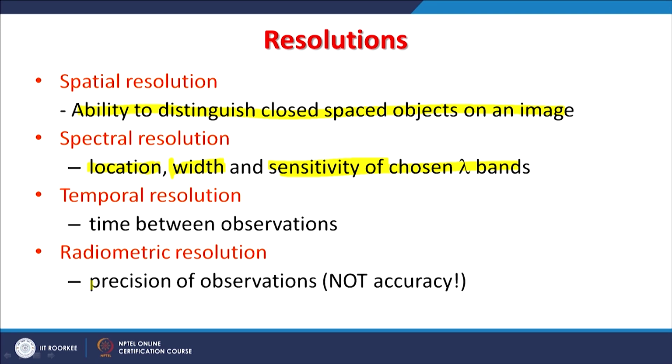And this is basically, we can also say, the precision of observation, not accuracy. Accuracy and precision are two different terms. One has to remember, accuracy is a statistical term, whereas precision is based on the instruments which are used. In this particular case, precision means how precisely you are recording the pixel values. Comparing 6 bits to 8 bit, definitely 8 bit has higher precision and higher radiometric resolution.